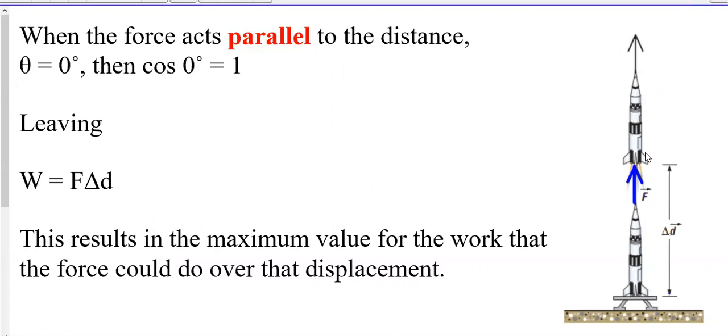So the direction of the net force going up and the actual direction of the displacement of the rocket are going in the exact same direction. Therefore, there's no angle between their two vectors. Therefore, theta is 0, and we can have this simple equation. And you'll see this equation will be good enough for a lot of the work problems that you actually do.